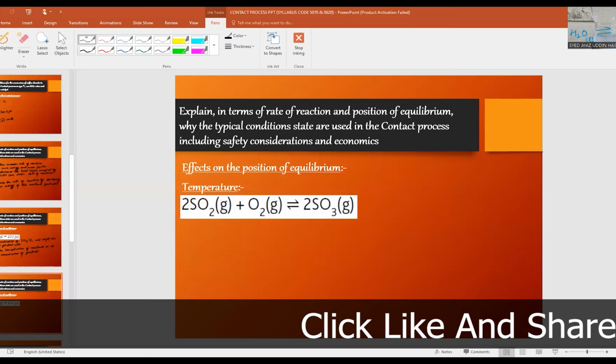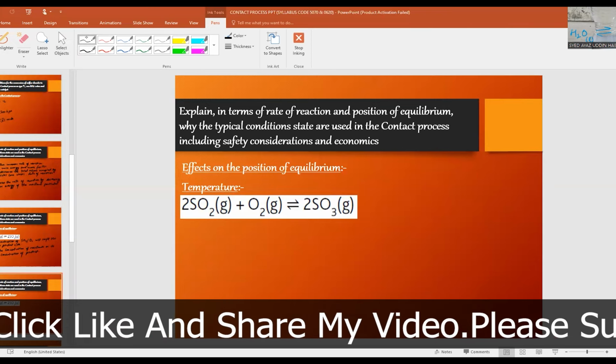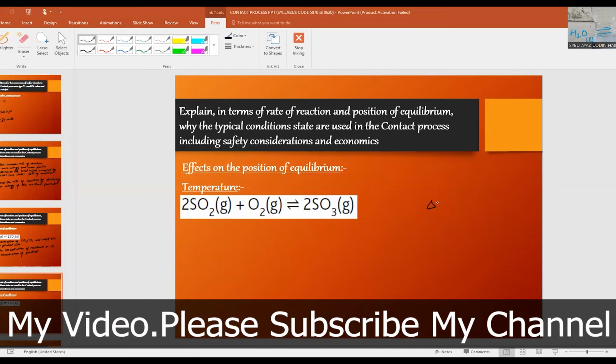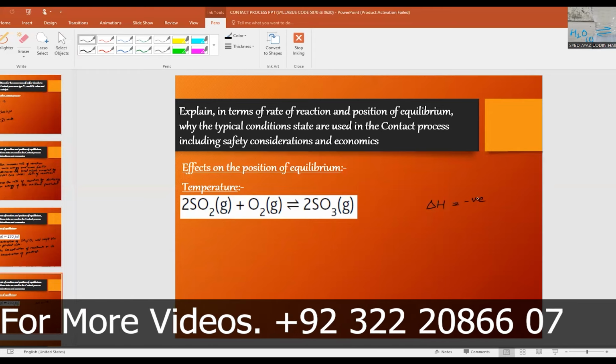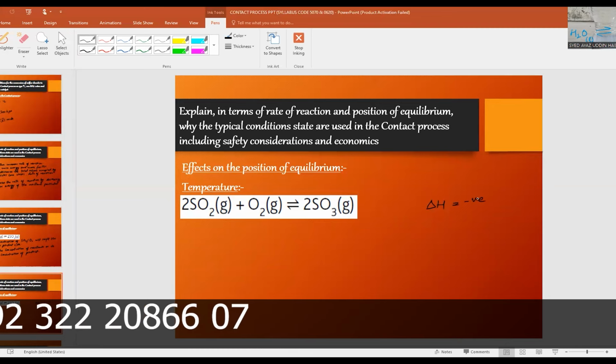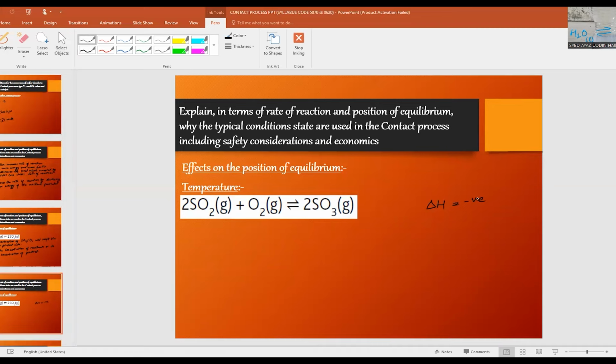Forward reaction is exothermic, which means backward reaction is endothermic. So we'll write delta H is minus here. And we know that for a reversible reaction at equilibrium with exothermic forward reaction should favor low temperature. But here the temperature of 450 degrees centigrade is preferred. This is because if the temperature drops too low, the rate will decrease. Therefore, 450 degrees centigrade is the temperature compromise.